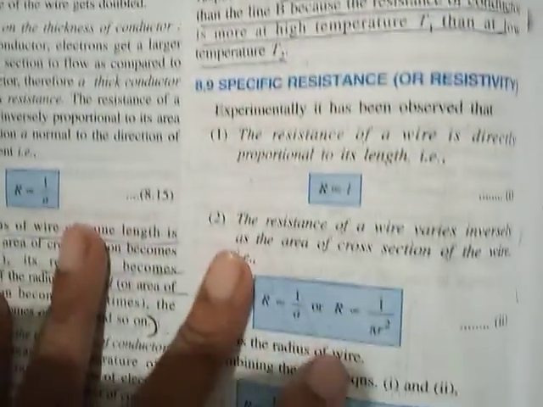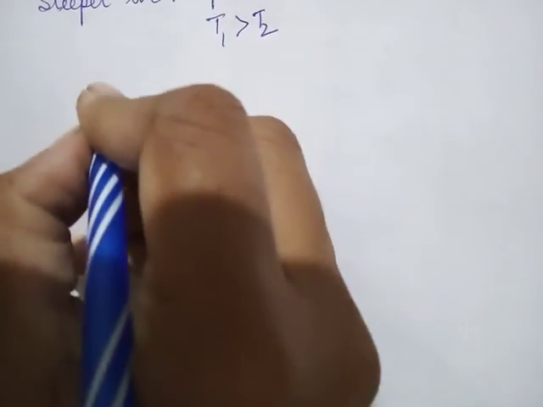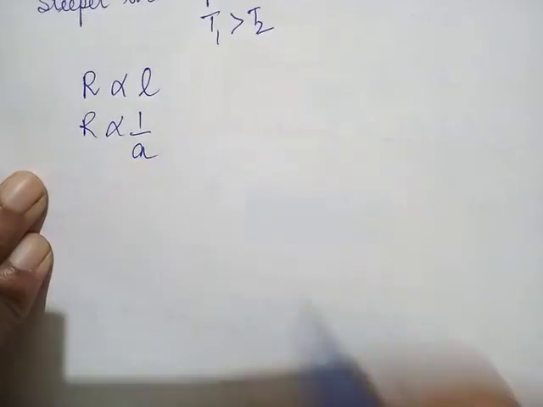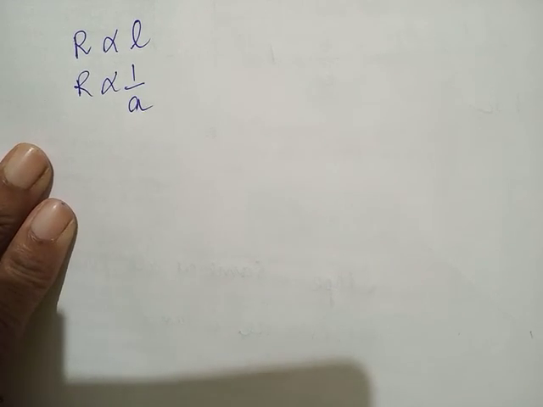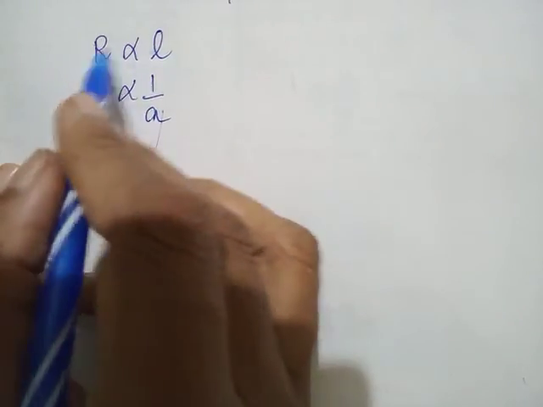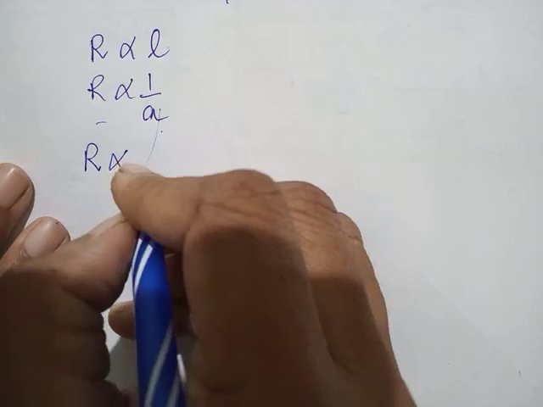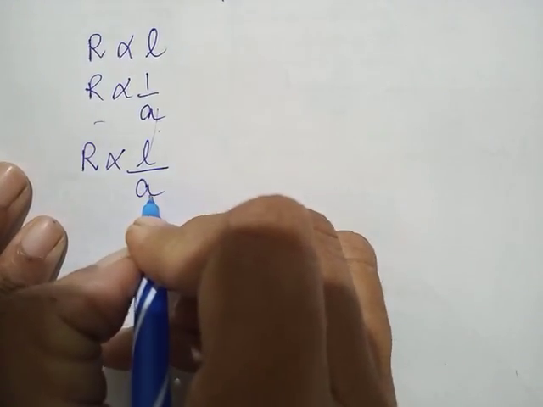Then coming to the factors affecting resistance, we saw resistance is directly proportional to length and inversely proportional to area of cross section. The first two factors depend on the nature of material and temperature, we will leave those, but the main thing is directly proportional to length and inversely proportional to area of cross section. Now, when I combine these two, I get resistance is directly proportional to L upon A.